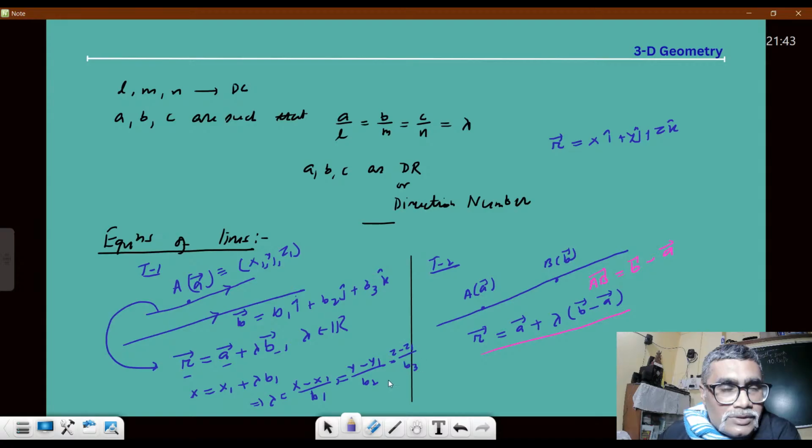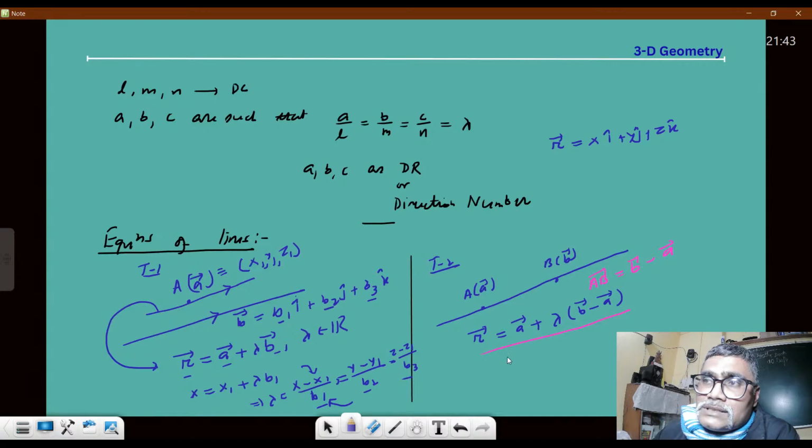What I mean to say is that overall, you observe the points are coming in the numerator, and the components of the vector to which the line is parallel are coming in the denominator. So you can remember that these components of a vector are actually the direction ratios of the corresponding line. So direction ratios are coming in the denominator.